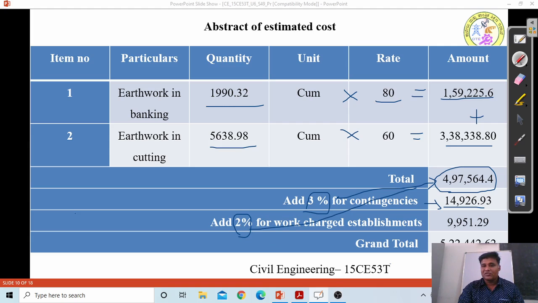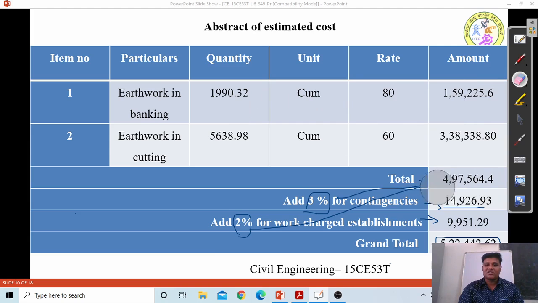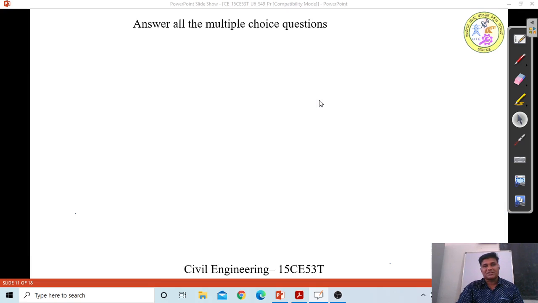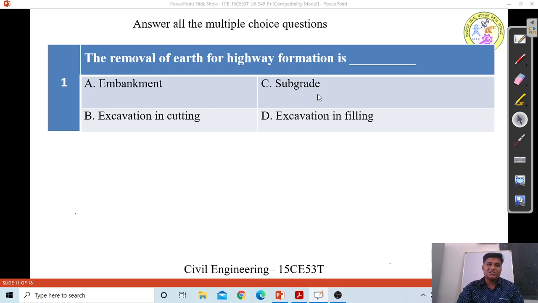So 2% of this total will give me this value, and adding these three, 4,97,564, 14,926 and 9,951, 5,22,442 rupees is the total amount for this project, that is for construction of a 1200 meter road. So this is the procedure for calculating the abstract for a road work. Next we will solve some multiple choice questions.